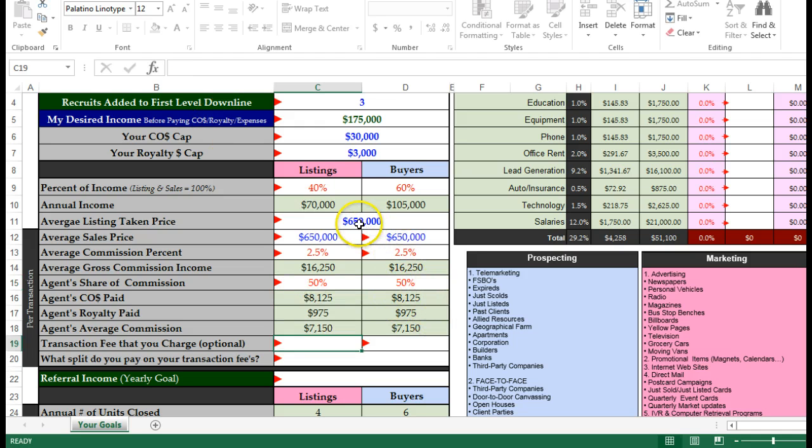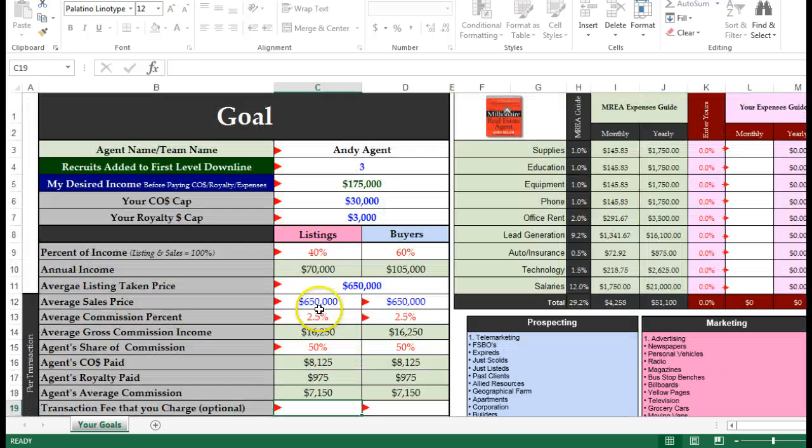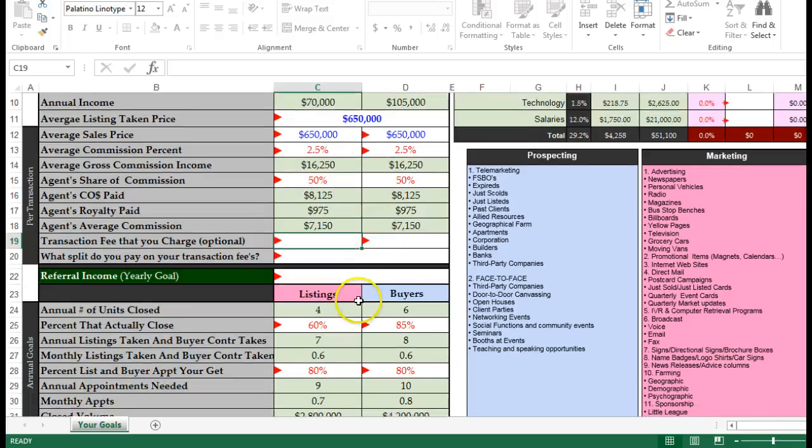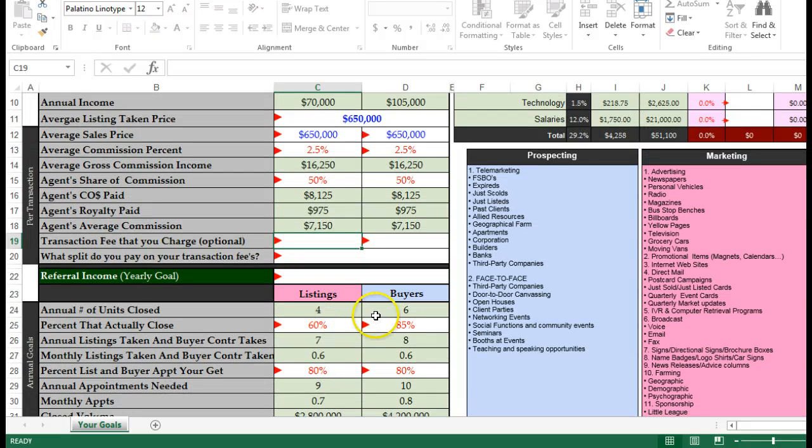You'll see what that does to the numbers: you'd be getting about $8,125 on one of these transactions. $975 would go to Keller Williams International, but that caps at 3. You would get an average commission of 7,150. Now, to do 175,000 in gross income, you would need a total of 4 listings that close and 6 buyers, doing 40% listings and 60% buyers.